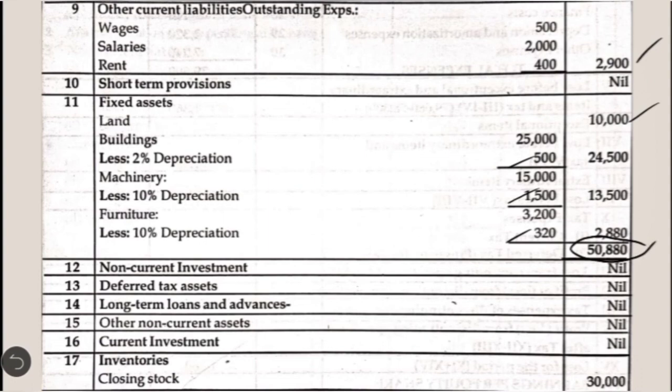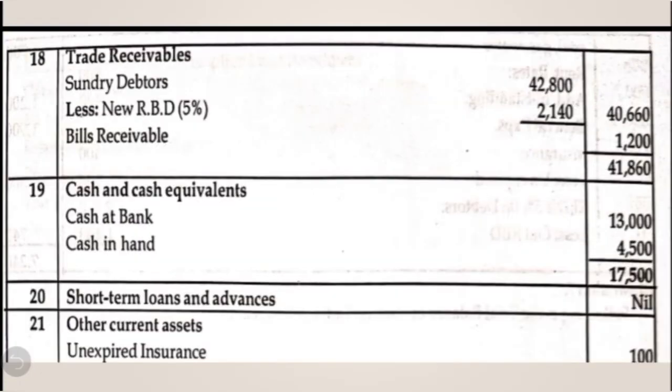Then notes number 12, 13, 14, 15, 16 are nil because information is not given. Then note number 17 is inventories, where we are going to write the closing stock amounting to 30,000. Note number 18 is trade receivables. Here we have debtors. From this we are going to deduct the new RBD. Please remember, it is not the excess RBD we are deducting. We have to deduct the new RBD from the debtors. We have a balance of 40,660 and also we have to write the bills receivable amounting to 1,200. So the total of this note is 41,860.